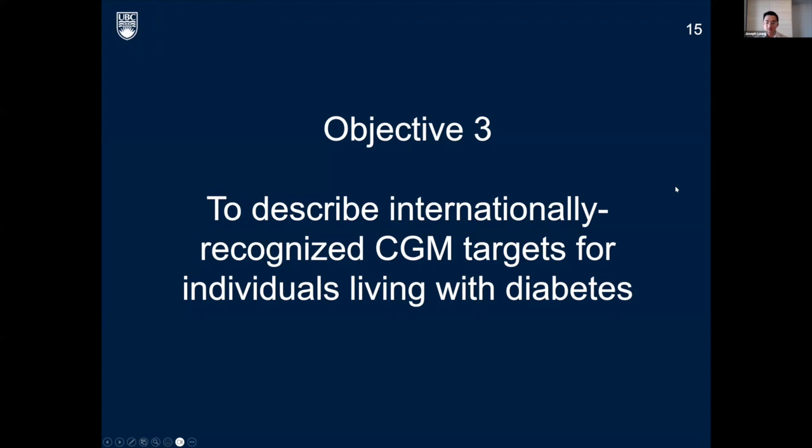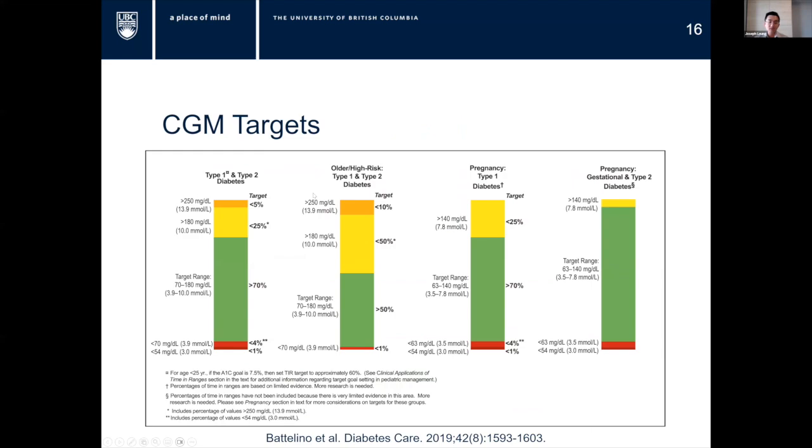Lastly, I want to describe the international targets for CGM. So in most individuals with type 1 diabetes and also type 2 diabetes, we are targeting a time in range or time in target of greater than 70%. And that target range is defined as 3.9 to 10 millimoles. We want to see a time below range of less than 5%, especially time low of less than 4 and time very low less than 1%. And then the time high should be less than 25% or so. And you can see the definitions of that being greater than 10.0 millimoles.